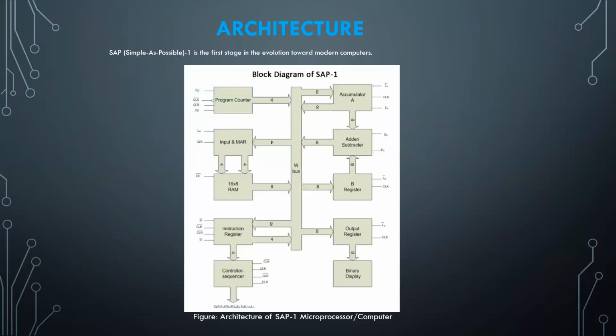This is the block diagram of simple as possible 1. It's the first stage in the evolution toward modern computers. We can see the block diagram. It has a program counter, input and MAR, accumulator, adder subtractor, B register, output register, binary display, controller sequencer, instruction register, and RAM.